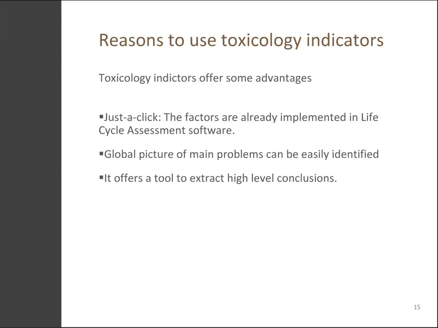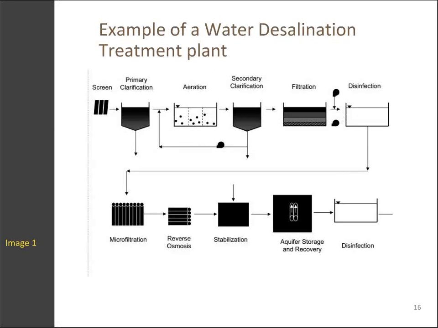It could give you a global picture of where the main emissions or the main problems may appear in the value chain of the product. And it's also good that it gives you the opportunity to extract high-level conclusions. So to define this concept a little bit more, let's go to an example.